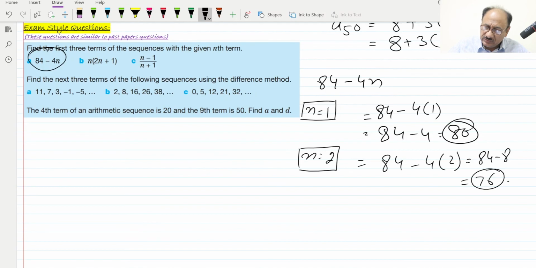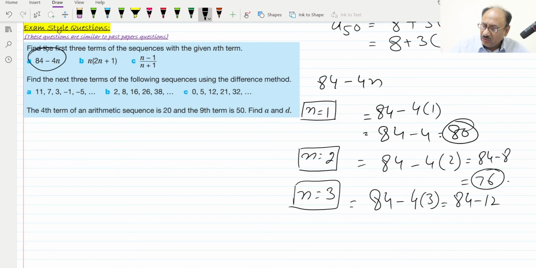So next is n is equal to 3. This one we can replace. This will be 84 minus 4 into 3. This will be 84 minus 12, which we can write as 72, and this will be the third term. So we have written the third term also, and the b part we can solve over here.